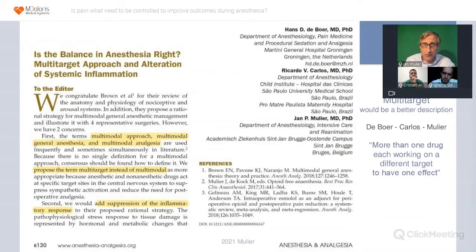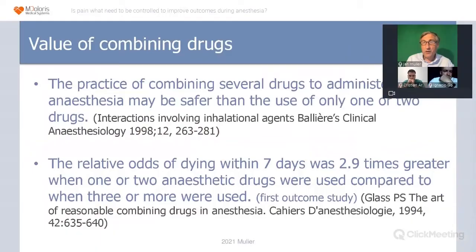That's why we wrote a letter to the editor saying that it's better to change to multi-target, and to think also about systemic inflammation that has to be blocked in this multi-approach. There is a value in combining drugs, and some studies in the past have shown that if you add several drugs together and work on a lower dose, you have even a better outcome and fewer complications. This has been shown already in '94 for other drugs, that if you use one or two anesthetic drugs compared to three or more drugs for the same effect, you will have a worse outcome. So this principle is quite old.